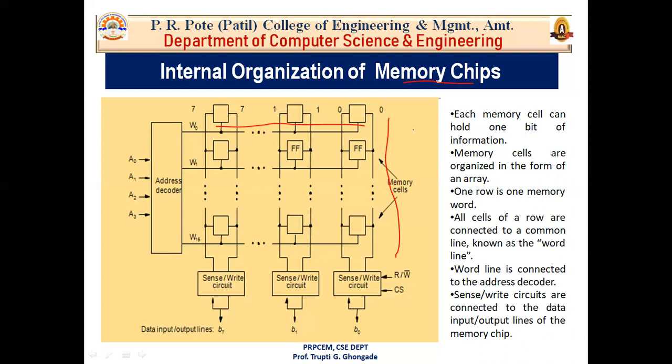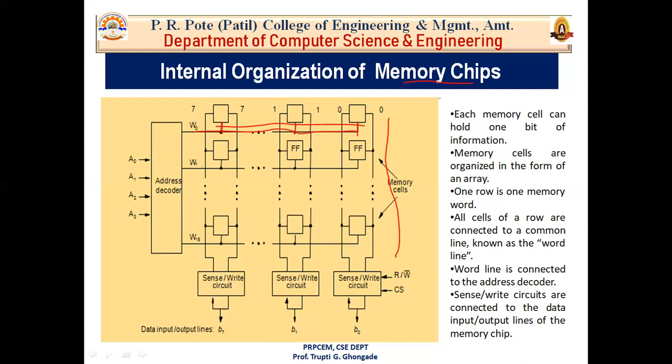All the cells of a row are connected to a common line, which is called the word line. You can see the cells in the first row. All these cells are connected to a common word line, and that line is denoted by W0.